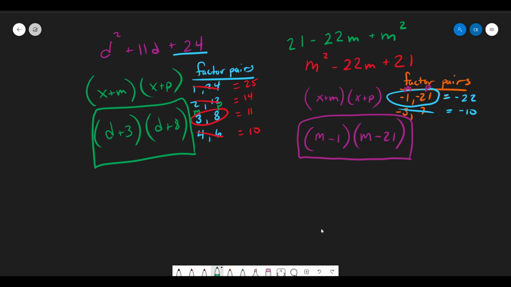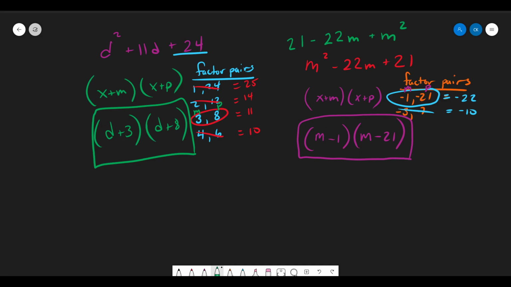But as we see here for the first one, we want the factor pairs of 24. So you have 1 and 24, you have 2 and 12, 3 and 8, 4 and 6. But when I add them together, I want it to be positive 11. So I do know that both factors have to be positive. 1 plus 24 gives us 25, so that's not good. 2 and 12 is 14. 3 and 8 is 11, and that is the one that I want. So 3 is my m, 8 is my p. I plug them in, and I should get d plus 3, d plus 8.